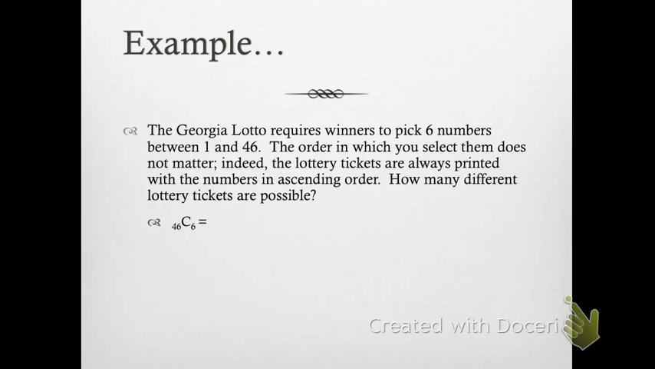Alright, let's take a look at another one. Georgia lottery just requires winners to pick 6 numbers between 1 and 46, but the order doesn't matter. Keywords. How many different lottery tickets are possible? So we're looking at 46 choose 6. So try the next step on your own. Press pause. Hopefully you've set up something that looks like that. And then the evaluated answer.